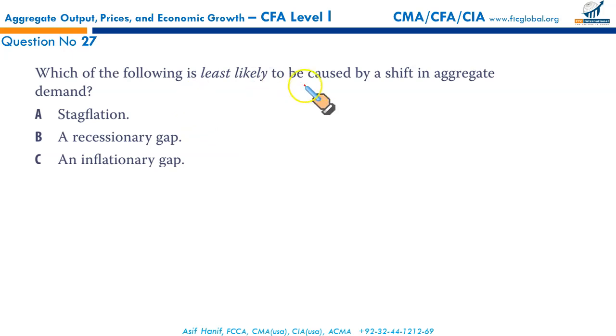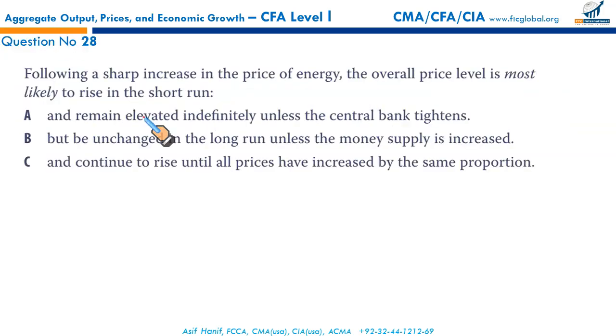Question 27. Which of the following is least likely to be caused by a shift in aggregate demand? We discussed in our overview a recessionary gap and an inflationary gap. They result from changes in aggregate demand. Remember? But stagflation is caused by a leftward shift of the short-run aggregate supply. So this is least likely to be caused by a shift in aggregate demand. B and C, yes, but not A. Basically, stagflation occurs when output is declining, that is, short-run aggregate supply is declining, and prices are rising simultaneously. We discussed it in our overview. That makes A the correct option.